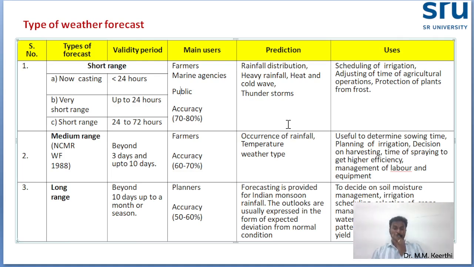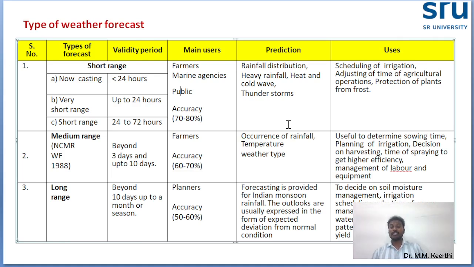Coming to medium range weather forecasting, this is handled by NCMRWF, the National Centre for Medium Range Weather Forecasting, established in 1988. What is the duration? From 3 days up to 10 days. The validity period is 3 to 10 days. This medium range weather forecasting is highly helpful particularly for farmers compared to the general public.